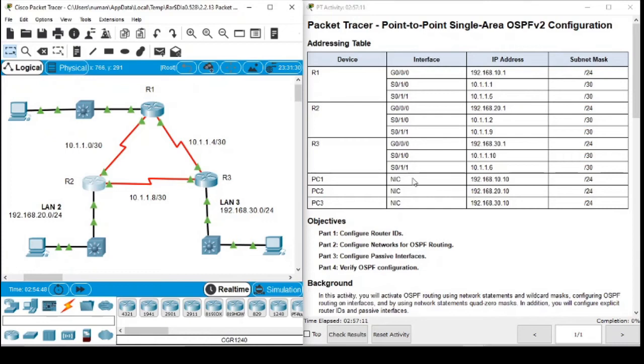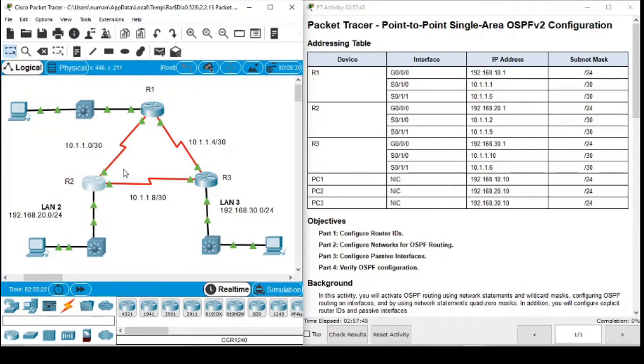Our first lab is point-to-point single area OSPF version 2 configuration. As we already discussed the theoretical concept of OSPF, now in this lab we have to configure the router ID, and then configure the OSPF network command and enable OSPF routing on our routers. Then we configure the passive interface, and at the last we perform the basic verification of OSPF.